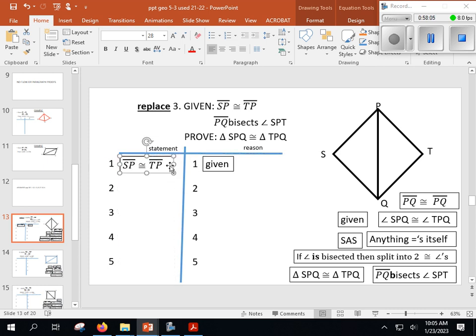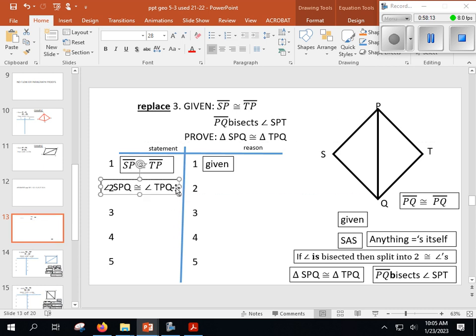We could write an S out there next to it if we wanted. This is exactly the way it'd be on the EOC test here in a month or two. Now, stop for a second, Caleb. Do we know that those angles are congruent? What do we need before we can say those angles are congruent? PQ bisects angle SPT.